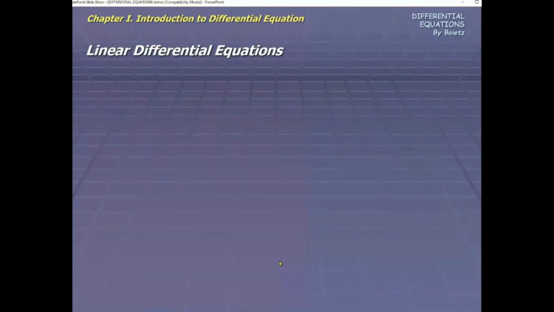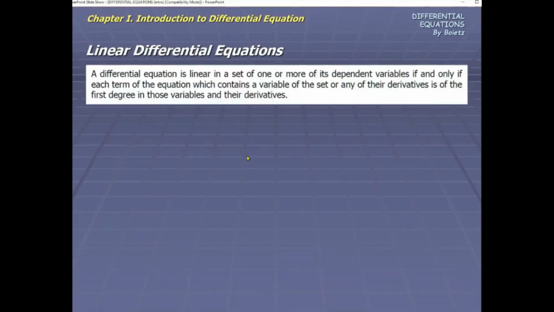Okay? So, ayun. Linear differential equation. So, a differential equation is linear in a set of one or more of its dependent variables if and only if each term of the equation which contains a variable of the set or any of their derivatives is of the first degree in those variables and their derivatives. Okay, so the differential equation is linear.